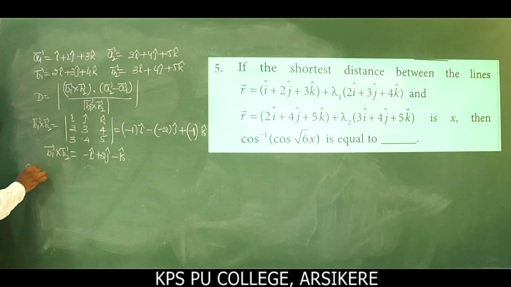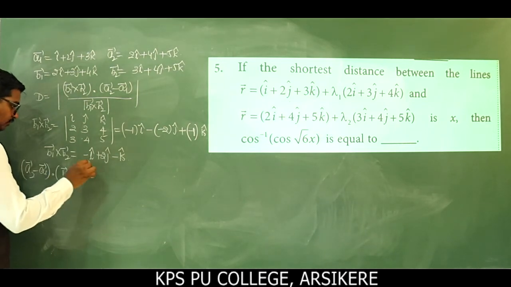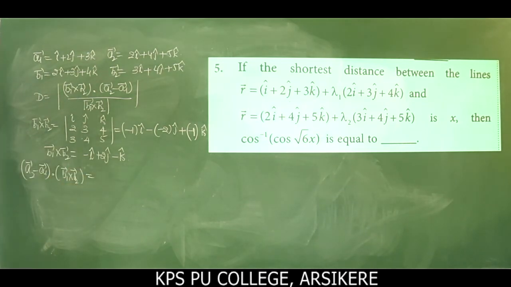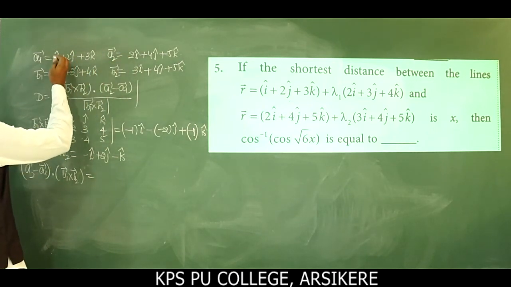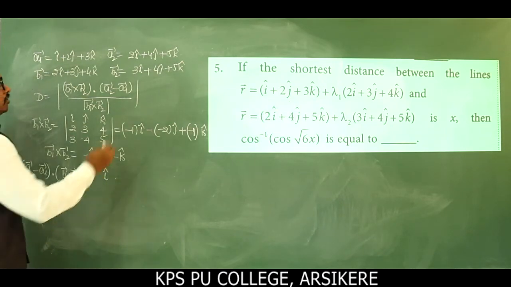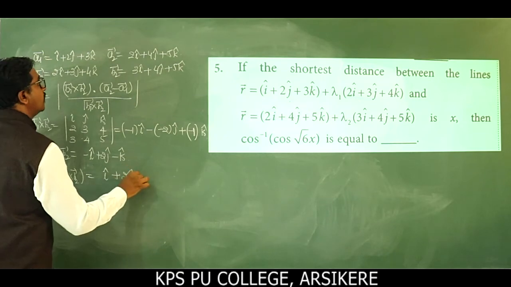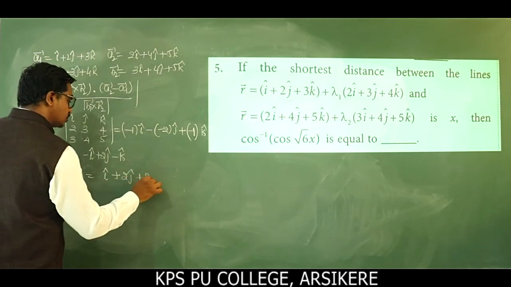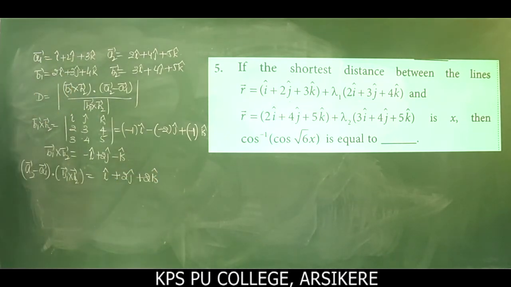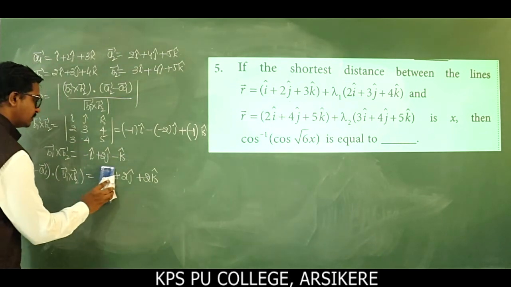Then a2 minus a1 dot b1 cross b2. a2 minus a1 becomes 2 minus 1 into i cap. This 2 minus 1 is 1. This i cap, 4 minus 2 that becomes 2j, and 5 minus 3 that becomes plus 2k. This is a2 minus a1. Sorry, I forgot this one. Here we have to find, don't write ijk here.